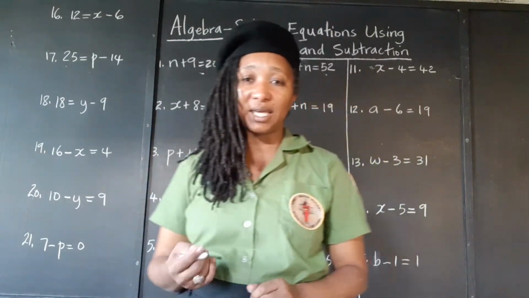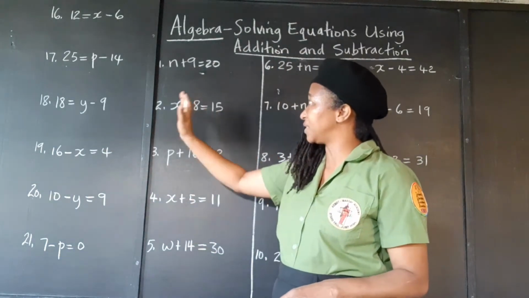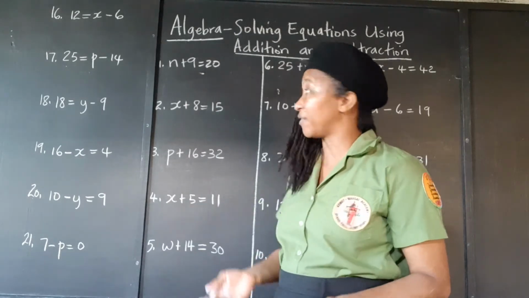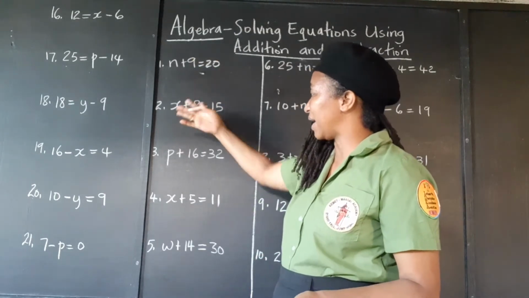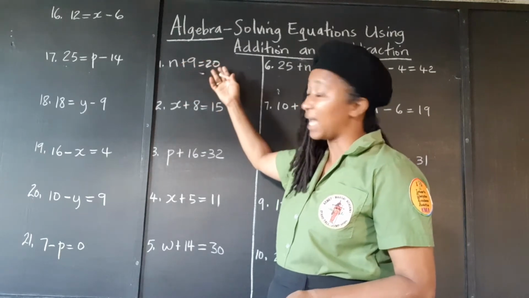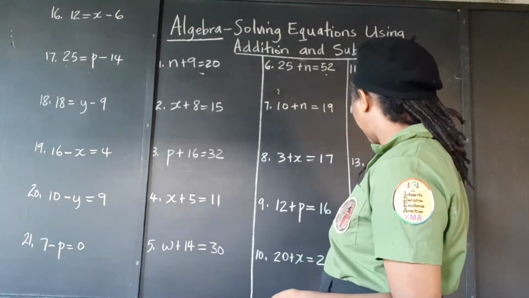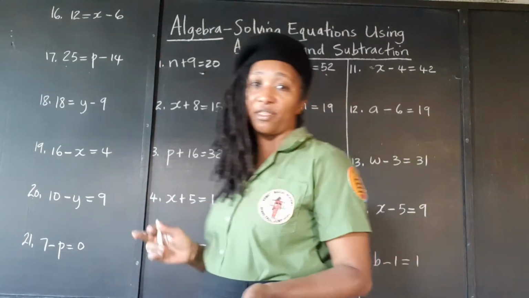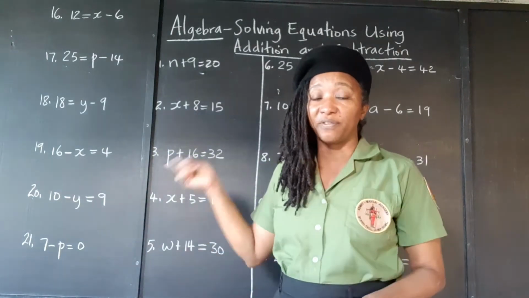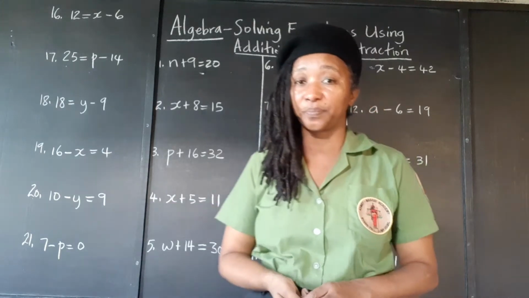Now the idea is we're given an equation and we want to find what's the numerical value of the variable. What is n? What is x? What is p? Which number, when I add 9 to it, I get 20? Which number, when I take 3 from it, I get 31? We want to find out what's the value of the number that we're representing with a letter in the equation.